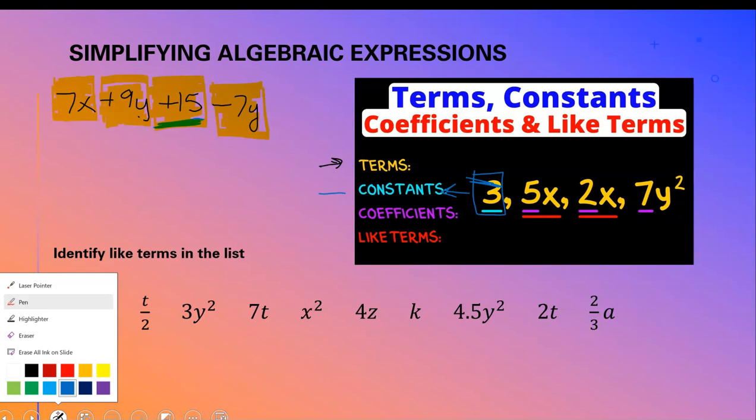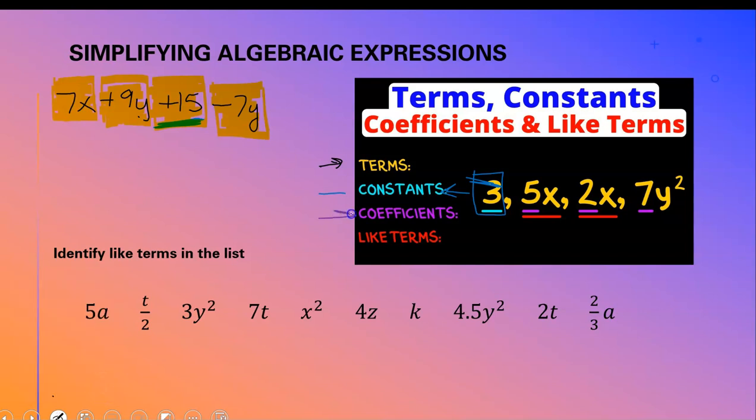All right, keep going here. We got coefficients, which is the number in front of a variable. So in my example to the left here, we have a coefficient of 7, a coefficient of 9. 15 is not a coefficient. It is a constant because it does not have a variable or a letter attached to it. And then we have negative 7 as our final coefficient in this expression.